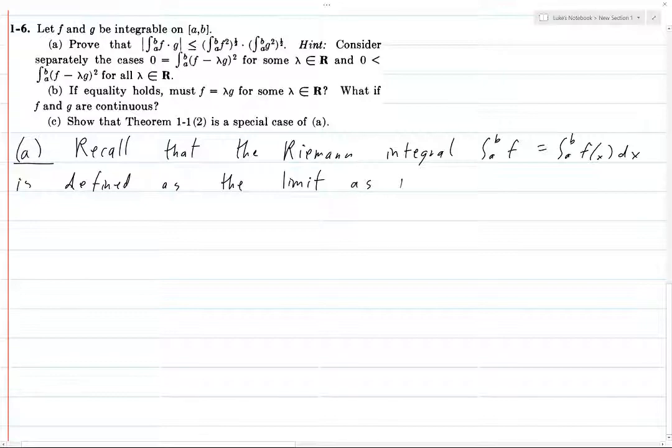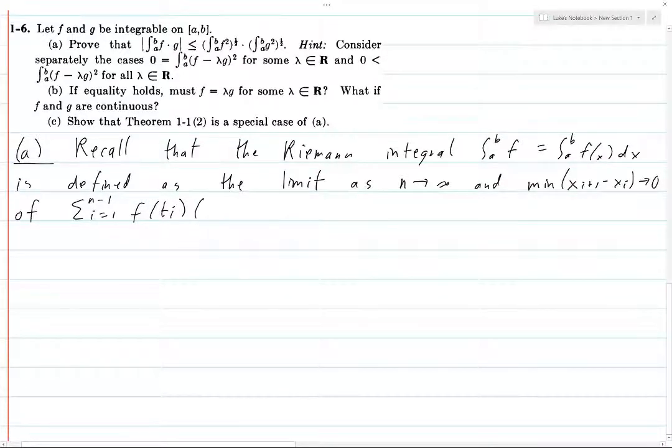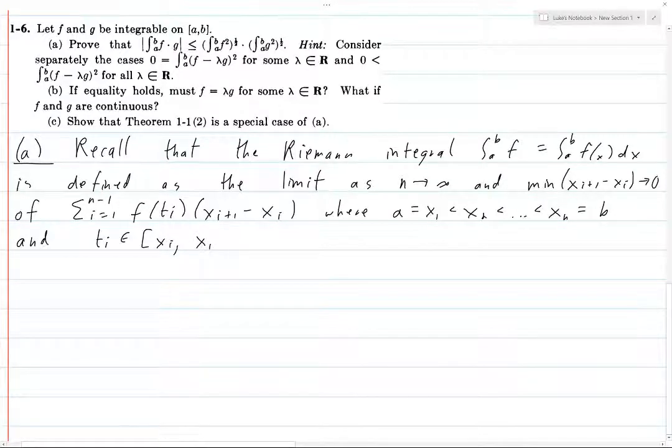the limit as n goes to infinity and min of x_{i+1} minus x_i goes to 0 of the sum from i equals 1 to n minus 1 of f of t_i times x_{i+1} minus x_i, where x_1 is precisely a, and that's strictly less than x_2, which is less than, we keep going and we get all the way to x_n, and this is b, and each t_i is chosen to belong to the interval x_i to x_{i+1}.